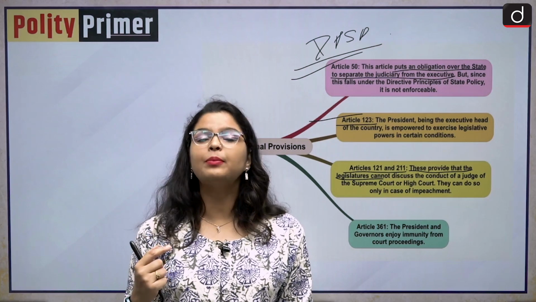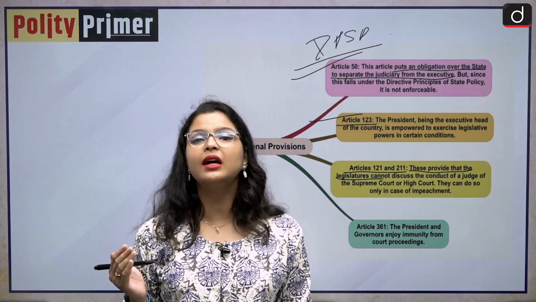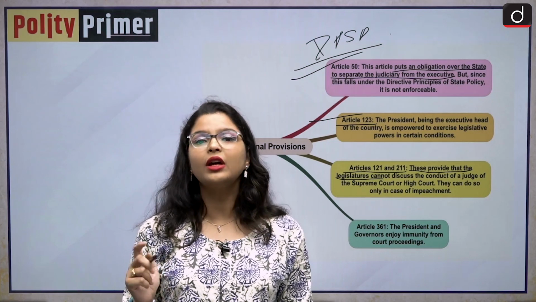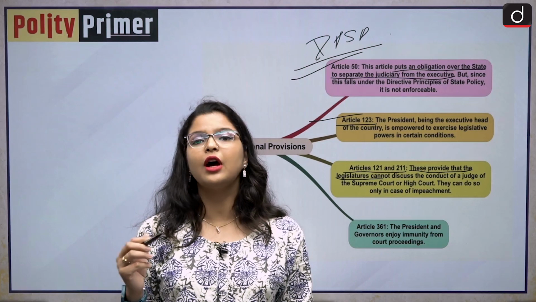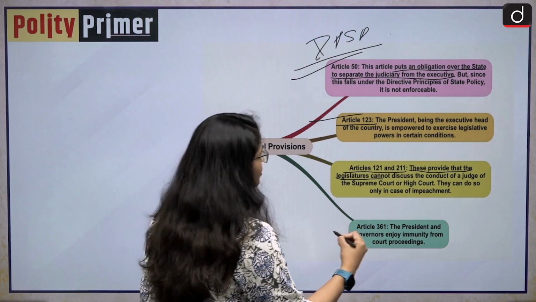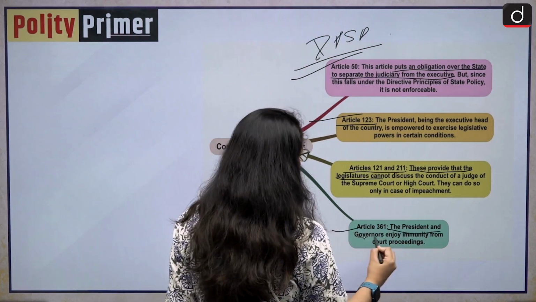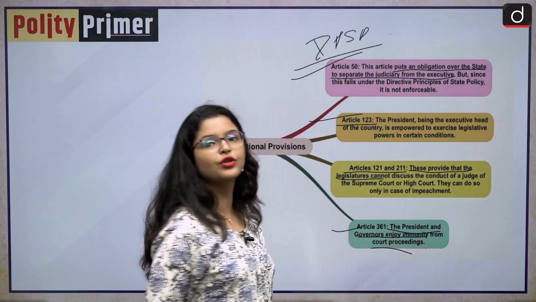Then only they have the power to discuss the conduct of the judge. Else they do not have a general power to discuss the conduct of a judge on the floor of the House. Then comes Article 361. The President and Governors enjoy immunity from court proceedings.